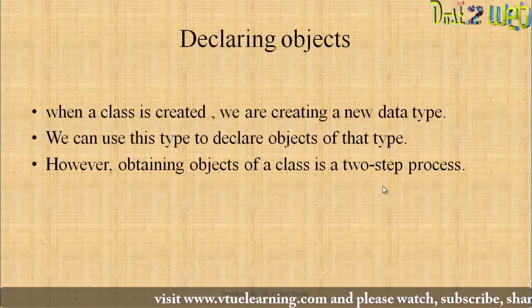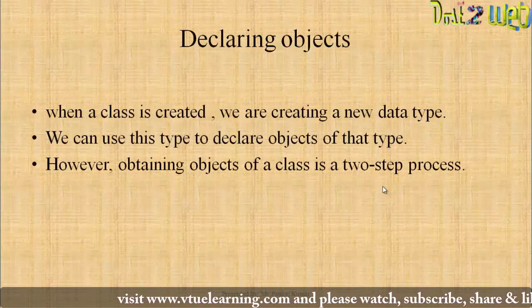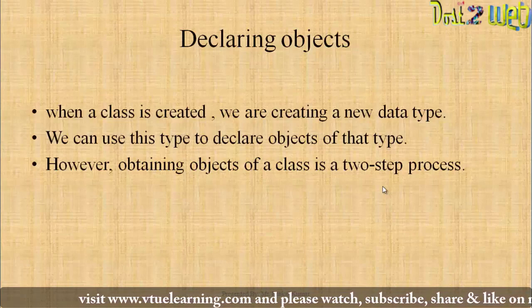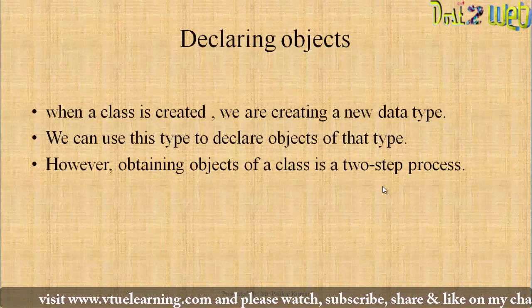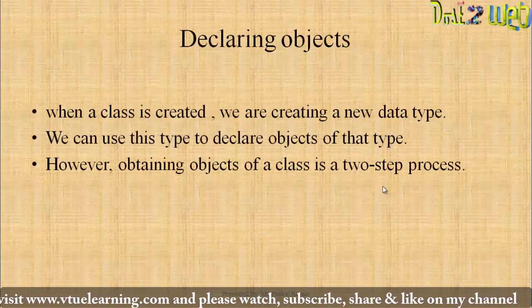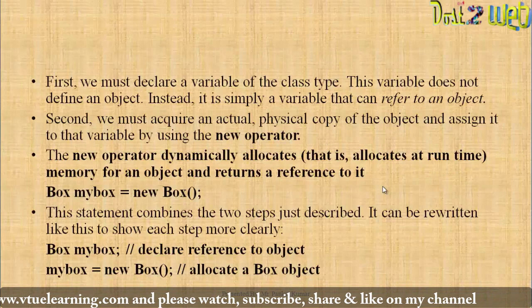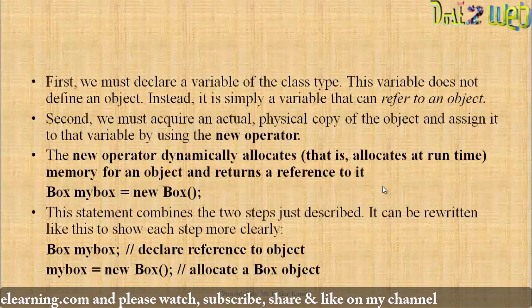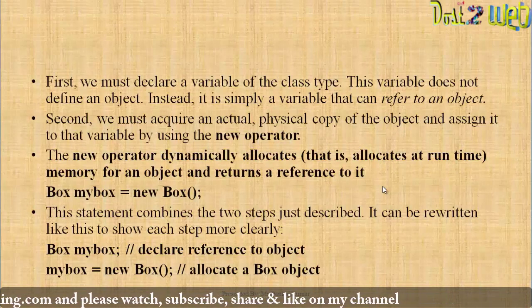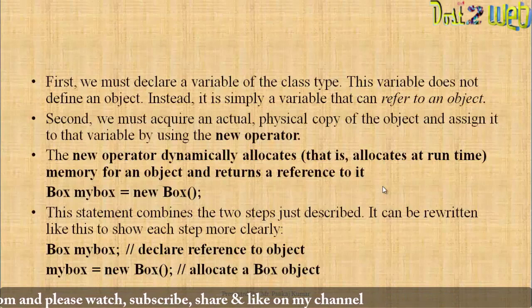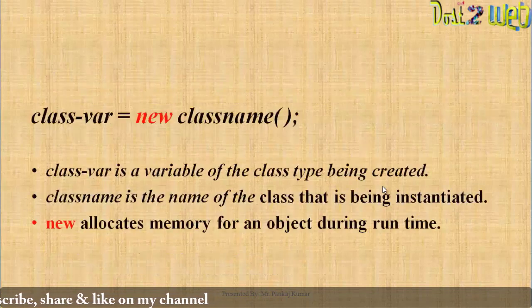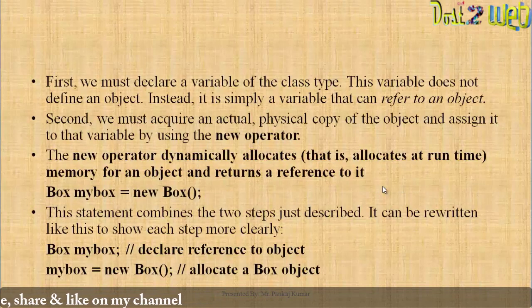However, obtaining an object of a class is a two-step process. So when you want to obtain the object, it is a two-step process. What are the steps? The first step, you declare a variable of the class type, and this variable does not define an object. Instead, it is simply a variable that can refer to an object. You will understand this with the example which I have defined below.